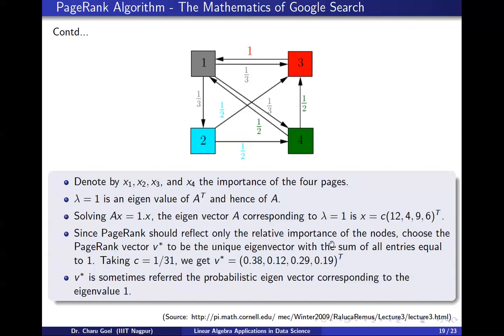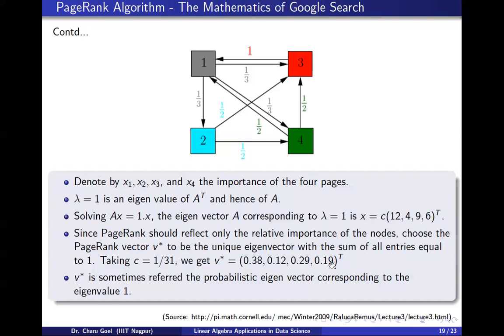Anyway, so we choose the PageRank vector to be the unique eigenvector with the sum of all entries equal to 1. So what we can do is choose C such that the sum of these 4 entries comes out to be 1. You can just do it roughly if you want. If we take C equal to 1 by 31, then our vector X will be 12 by 31, 4 by 31, 9 by 31 and 6 by 31, which will be approximately this vector, and we see the sum of all the entries is equal to 1.